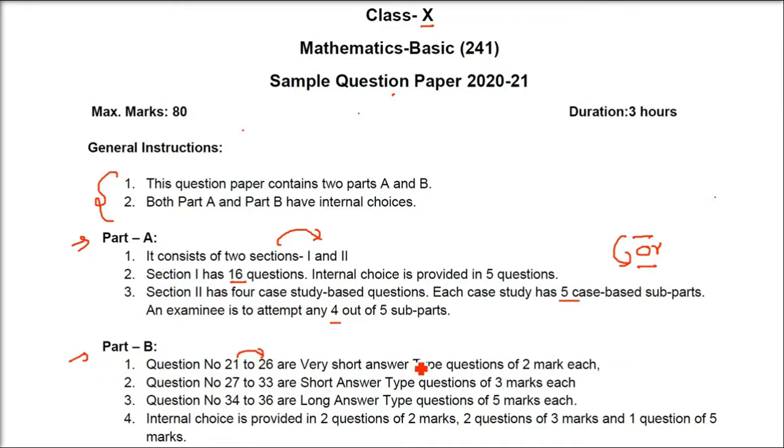Part B, from 21 to 26, it's very short, 2 marks. 27 to 33, it's 3 marks. 34 to 36, it's 5 marks. And we have internal choices also: 2 questions of 2 marks, 2 questions of 3 marks and 1 question of 5 marks.